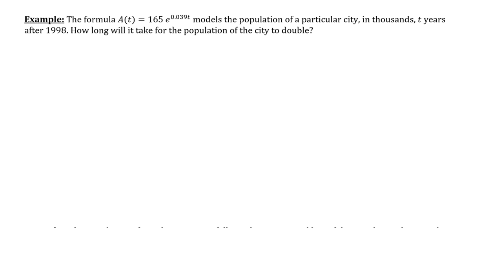But anyway, in this video, what I'd like to do is illustrate an example dealing with the exponential law. It says here the formula A of t equals 165 times e to the power 0.039 times t. And that function right there models the population of a particular city in thousands t years after 1998. And the big money question here is how long will it take for the population of the city to double?